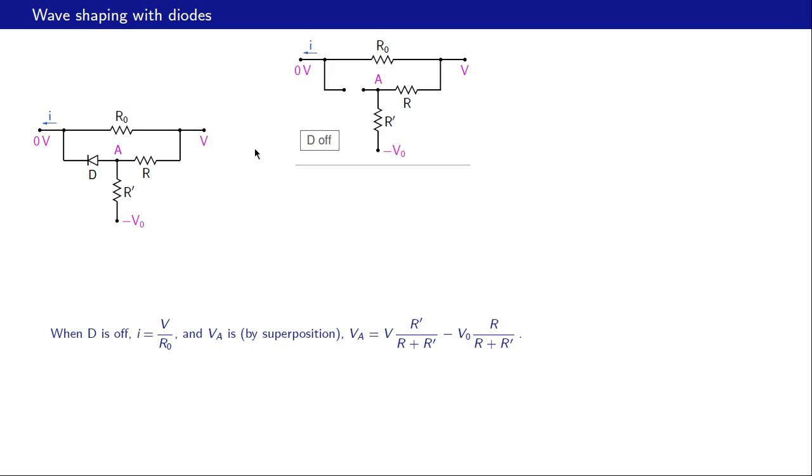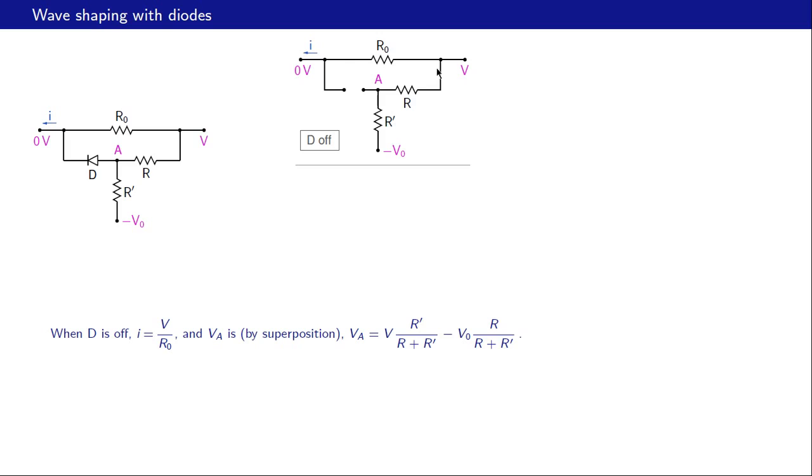First, let us consider D to be off, not conducting. So this is an open circuit. And when D is off, what is the current? It is simply V minus 0 divided by R0. So V by R0. And what is this node voltage with respect to ground?